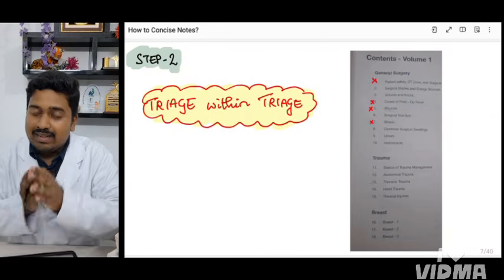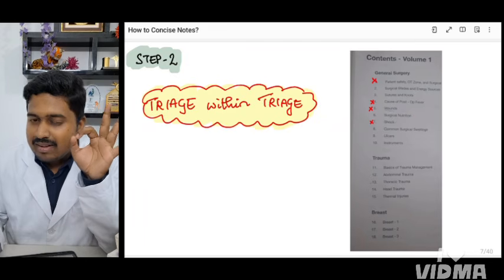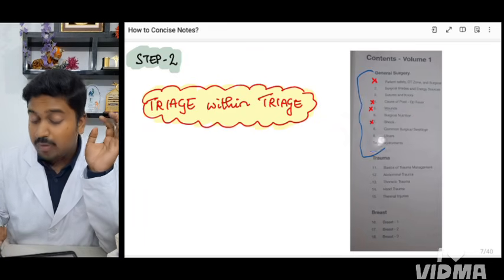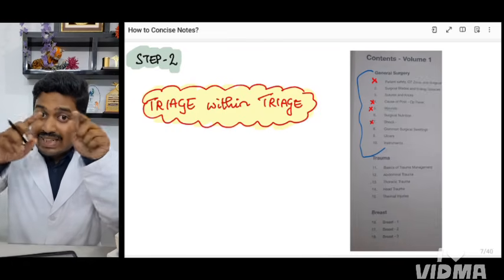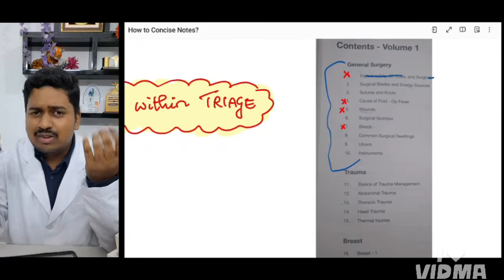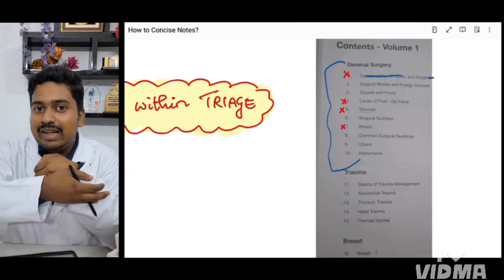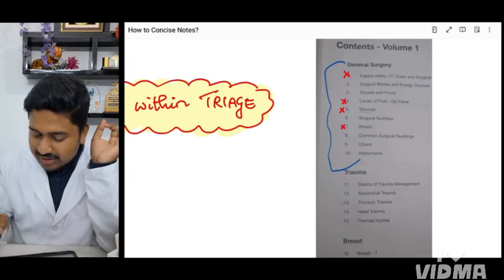Now, what is this second triage? So, triage within a triage, okay, this is the second step. Basically, you know that general surgery is a very important topic, but the problem with general surgery is there are like 10 topics in it. So now you need to effectively prioritize topics within these topics, okay? So patient safety, OT zone, and surgical checklist. What is the use of it? Hardly you might get one question out of it on a full moon day, okay? So this definitely is not a topic that you should be wasting time on.